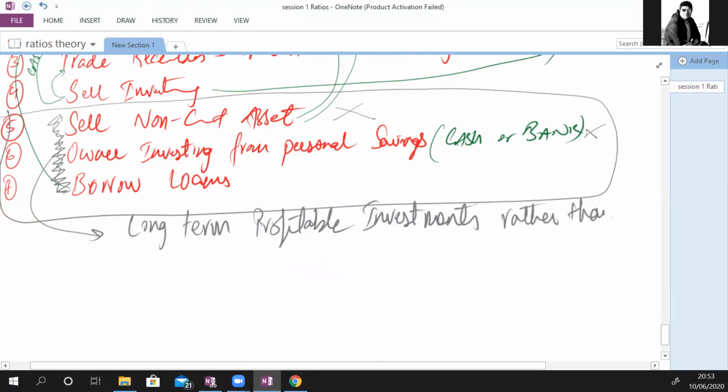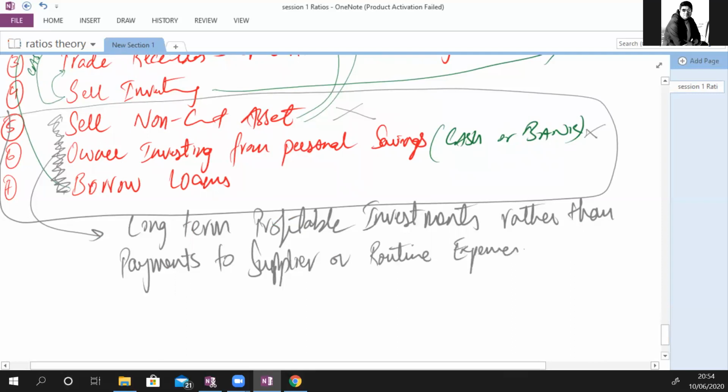Rather than payments to suppliers or payments for routine expenses. You should use these three means for long-term profitable investments, which will generate future profits for you, future cash flows for you, but not for the routine thing.